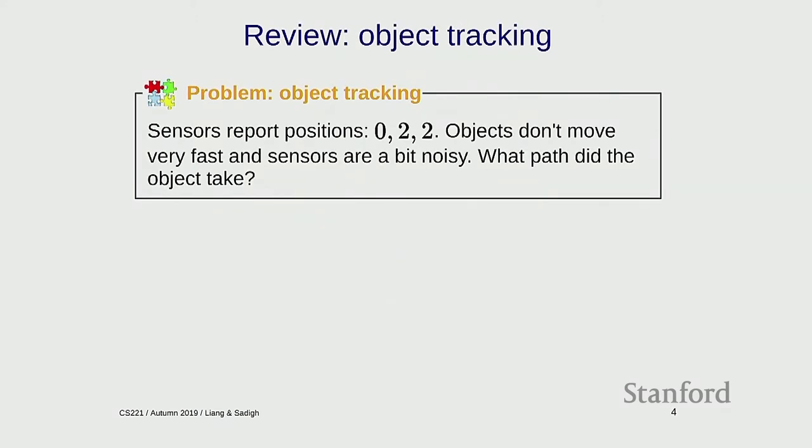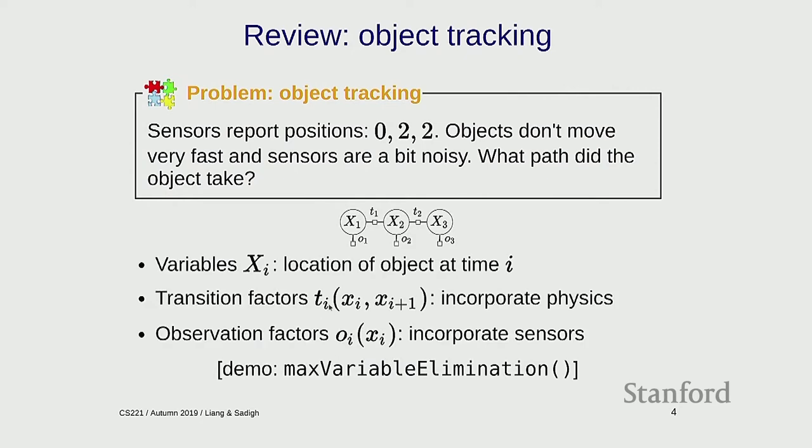Okay, so one example we looked at was object tracking. In this example, we have a set of variables corresponding to the location of an unobserved object at time step i. And we looked at two types of factors that captured where this object might be. There are transition factors, which capture the intuition that across two successive time steps, the object shouldn't move. You can't teleport. It has to remain close. And observation factors that incorporate the information from the sensors. At each position, there's going to be some factor that encourages the position to be similar to what the sensor reading was. Sensor readings are noisy, so it's not a hard constraint, but a soft constraint.